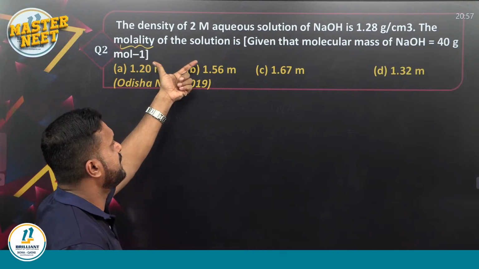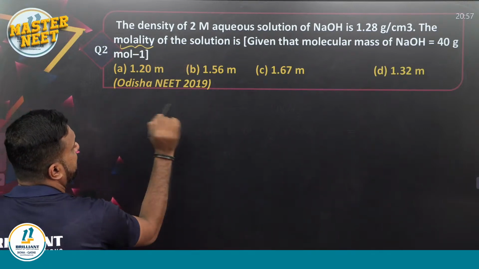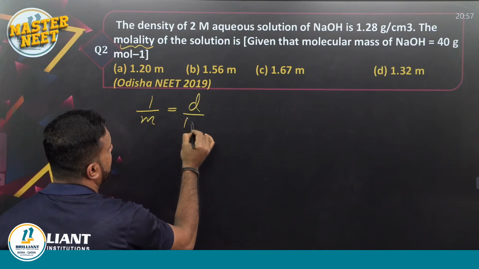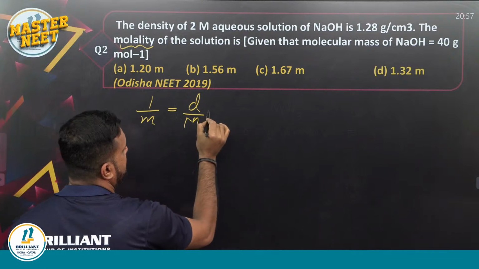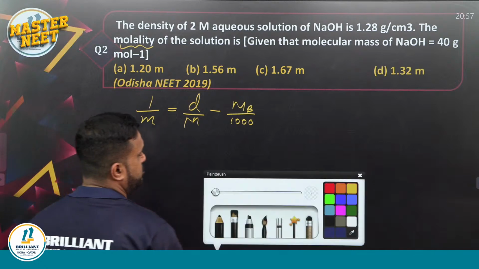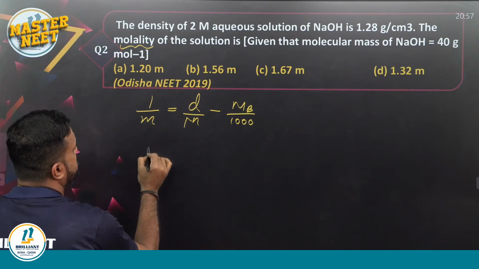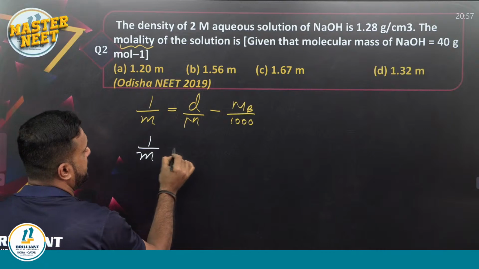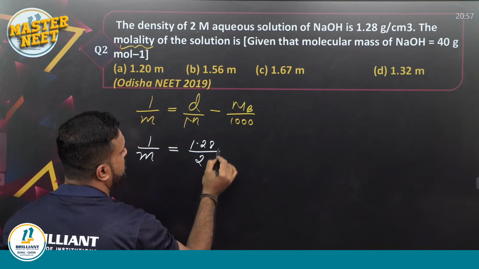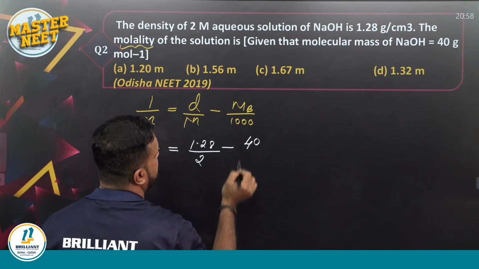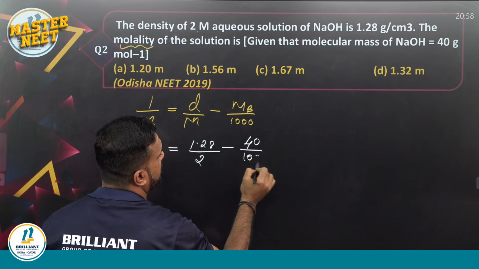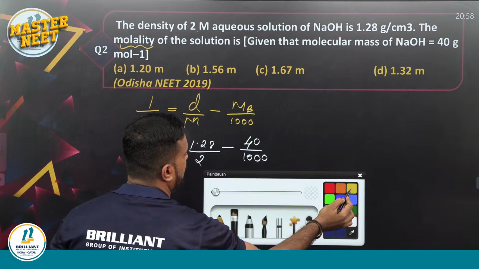We have different methods to find this. For competitive exams, better to use the connecting equation: 1 by m is equal to d by M minus M_B divided by 1000, where m is molality and M is molarity. We learned the same equation in the solution chapter. Substituting the values: density is 1.28, divided by molarity 2, minus M_B, the molar mass of the solute NaOH, 40, by 1000. Solve this and you will get the answer easily.